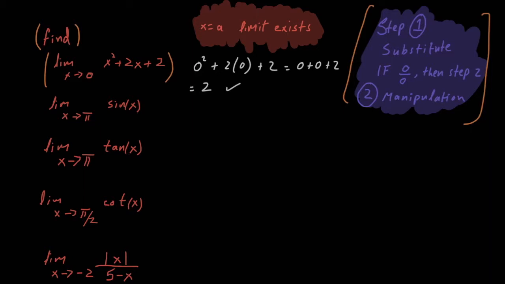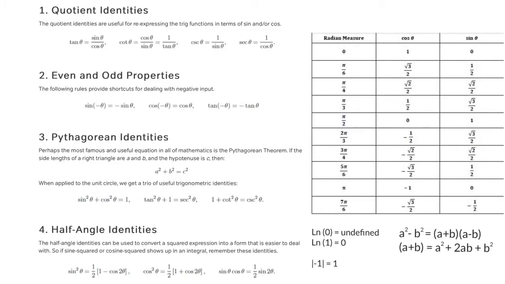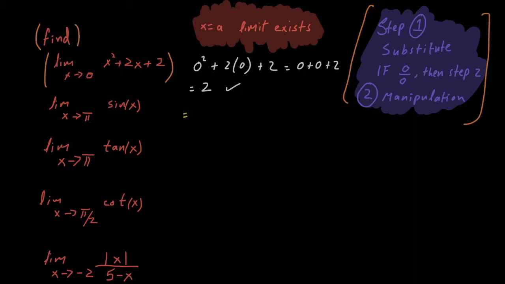For the second question, find limit as x approaches pi of sine of x. Now this is something you are already expected to know. Let's jump back onto the formula sheet and try to see if we can figure it out from there. The table on your right, you can see the sine of theta over here and your pi over here. So the answer to that, sine of pi is 0. So we'll simply say that sine of pi is 0.